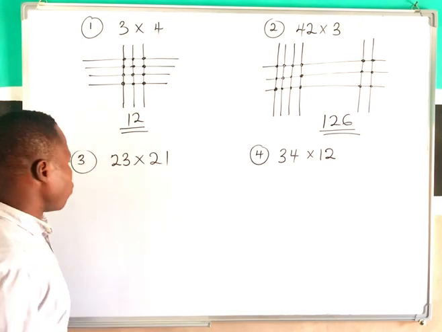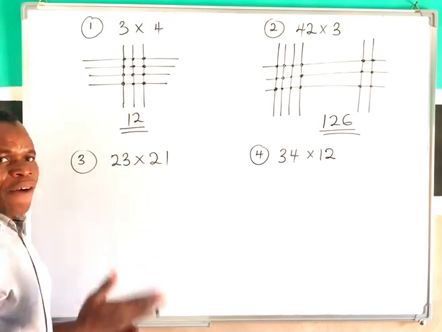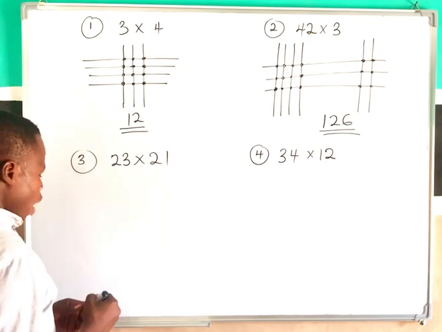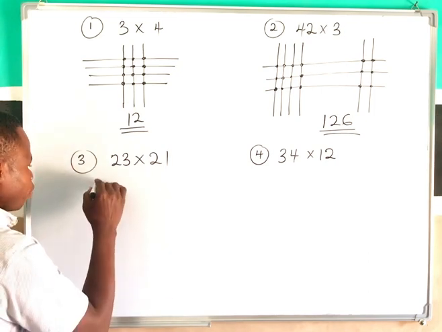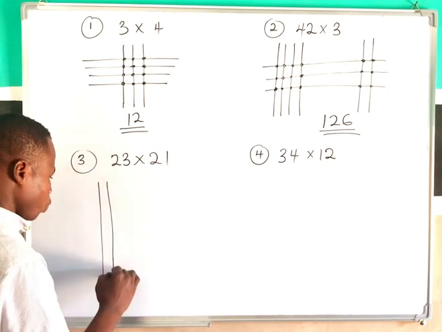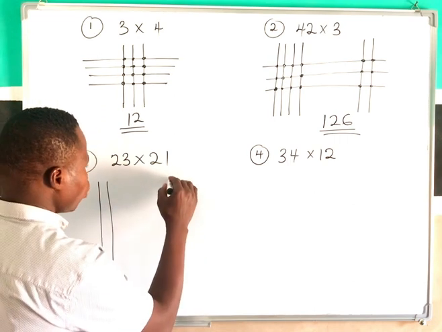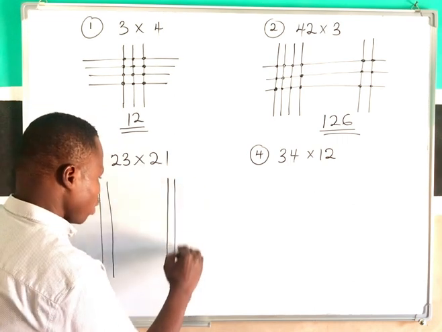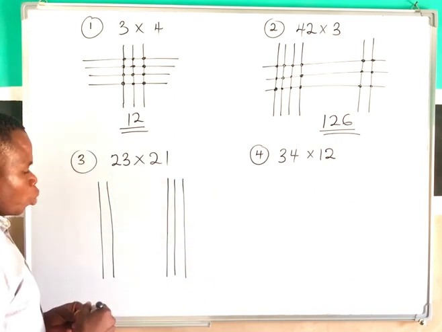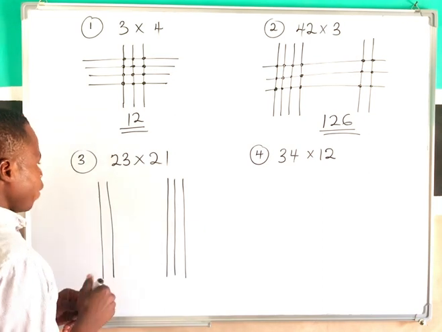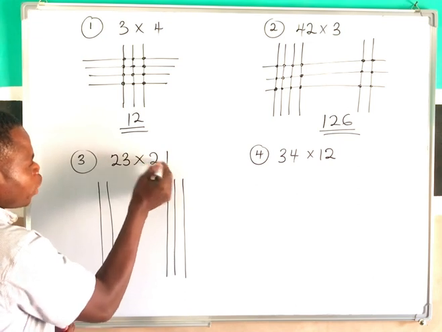Let's move to example 3. Example 3. I have 23 times 21. So what I'll do is that I will first draw my 2 vertical lines. 1, 2. This represents the first digit 2. Then leave a space and draw 3 vertical lines. So these 3 vertical lines represent this 3. That is 2, 3 means 23. I will now take 21 and work it out.